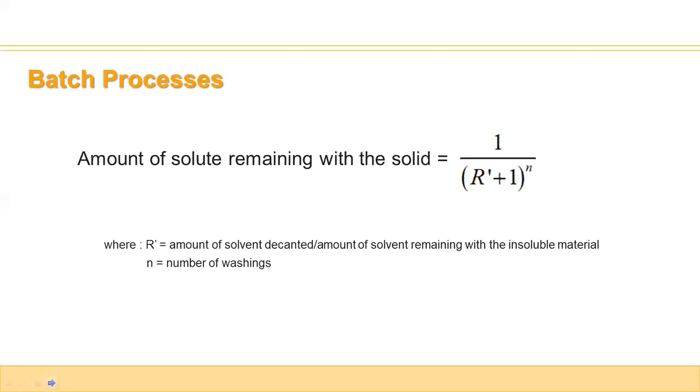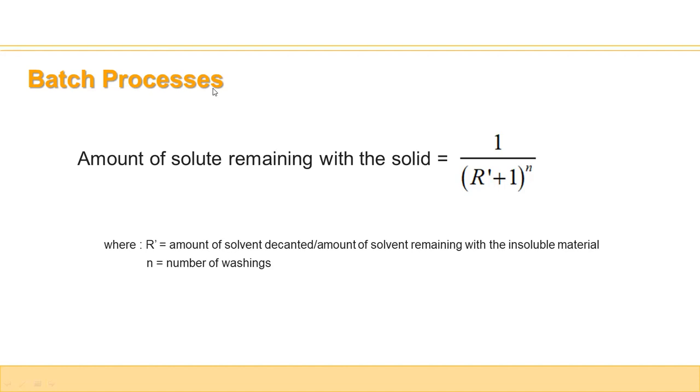Now, before we do that, there are actually two types of processes wherein we can determine the number of stages, or in the case of washing for a batch process, it is the number of batch processes. When we speak of batch processes, we put our solid in our leaching equipment, wash it with the liquid, and then drain. And then again, put it back, wash it with the liquid, and then drain. So how many washings in terms of the batch processes are we looking into? So this is for a batch process.